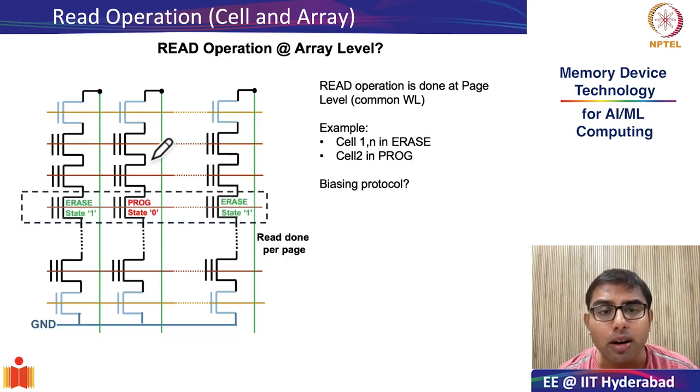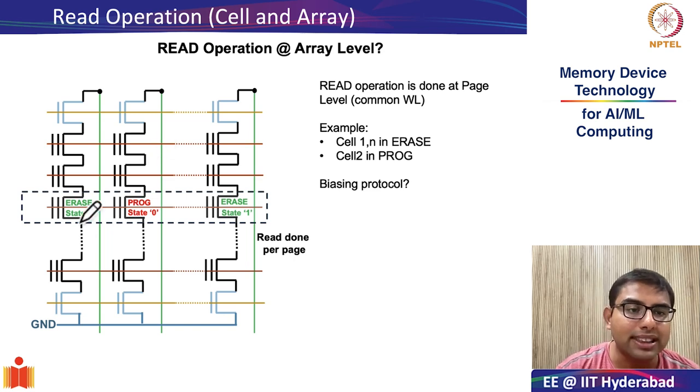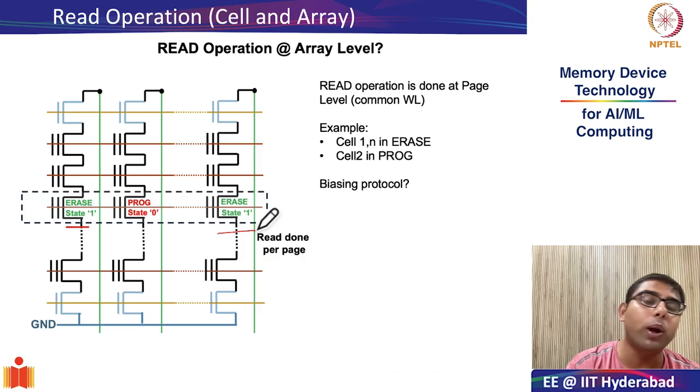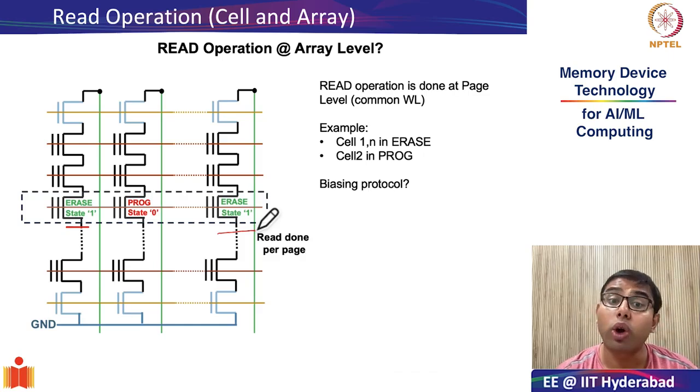So how is this done? To understand this, let us understand this with a simple example. In this particular example, the first cell and the nth cell we have retained in the erase state, which is state 1. This is just a follow through of the example that we saw in our program lecture.